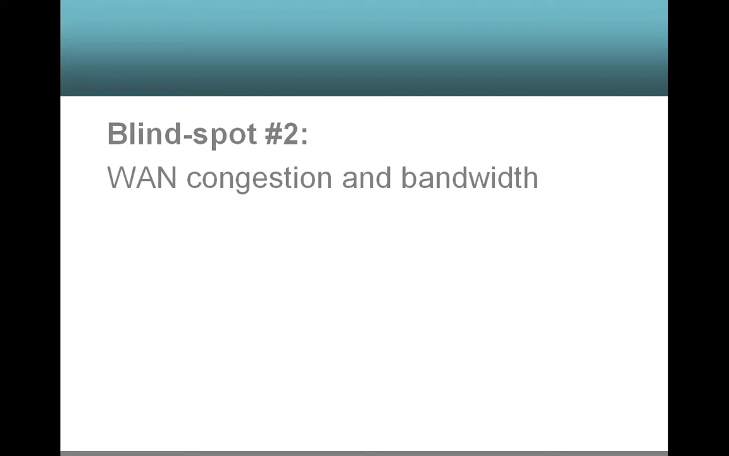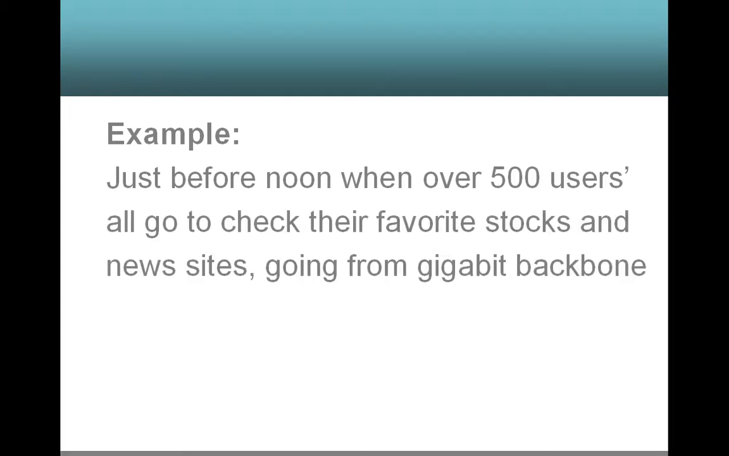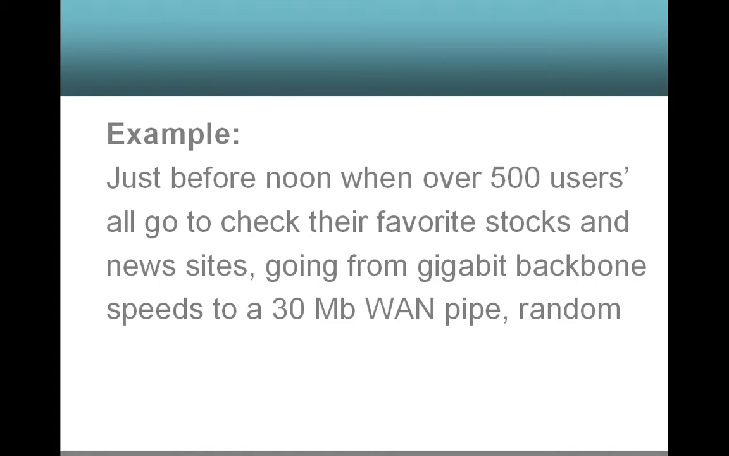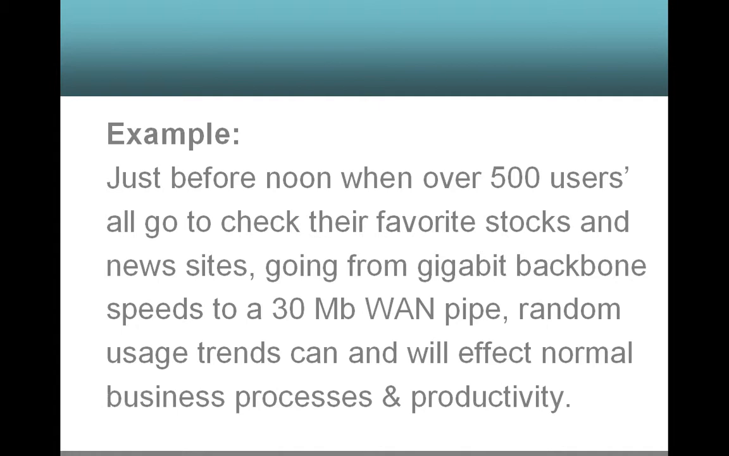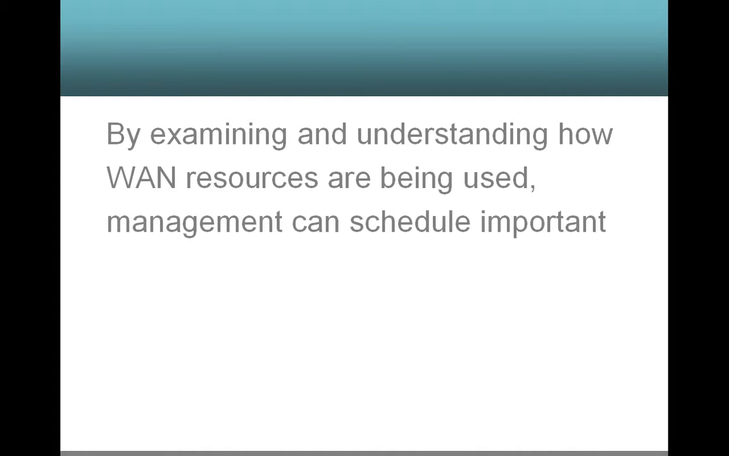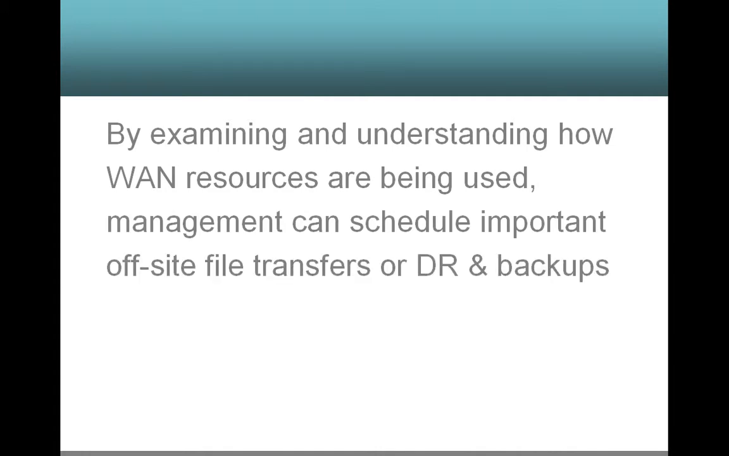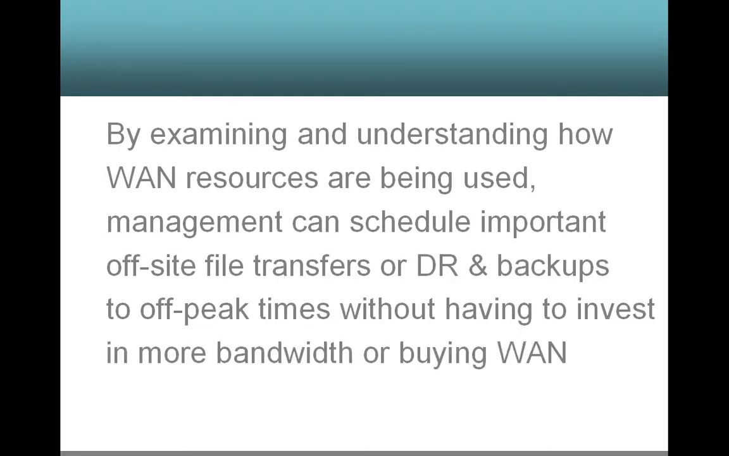Blind spot number 2. WAN congestion and bandwidth contention. Example: just before noon, when over 500 users all go to check their favorite stocks and news sites, going from gigabit backbone speeds to a 30 megabit WAN pipe, random usage trends can and will affect normal business processes and productivity. By examining and understanding how WAN resources are being used, management can schedule important off-site file transfers or disaster recovery and backups to off-peak times without having to invest in more bandwidth or buying WAN optimization gear.